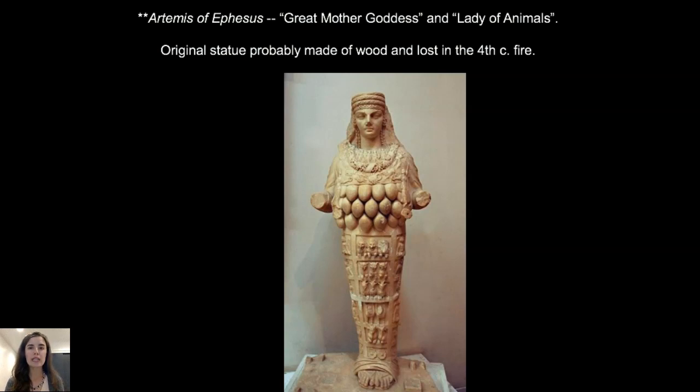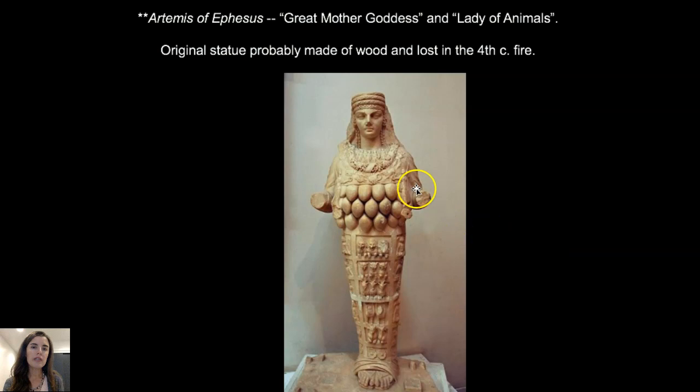She was also known as lady or kind of controller of animals, so we often see animals featured in replicas of this sculpture. So we no longer have the original. The original sculpture was at the site of Ephesus, but it was probably made of wood and lost in a very large 4th century fire. But this Artemis of Ephesus commanded a great following. A number of people followed her, and she was also associated with ideas of fertility, again, very common for women.